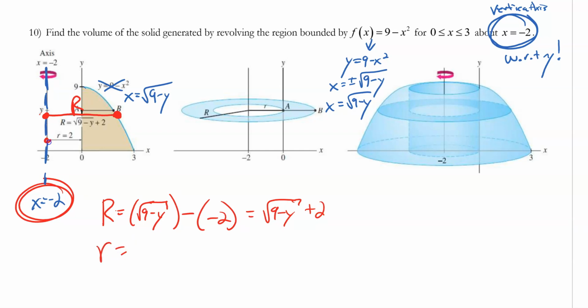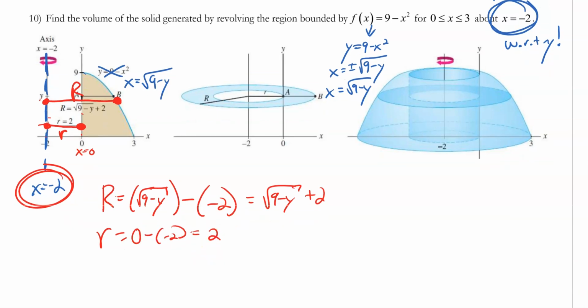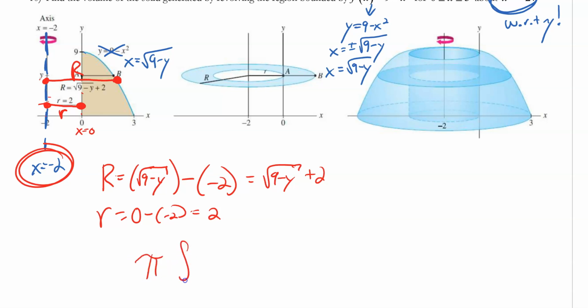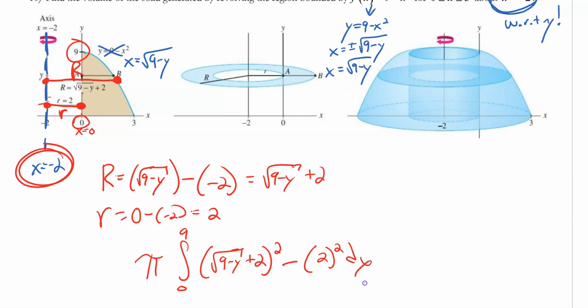Little r, we're going from here to here, and that's little r. Now, little r is always 2, because I'm going from -2 to 0 every single time. But for the calculation, you could think about it again, right minus left. This is x equals 0, so 0 minus -2, which is 2. So the volume, pi, integral from, we're going from 0 to 9 again. And we have big R squared, so root 9 minus y plus 2 squared minus little r squared. And that would be it.